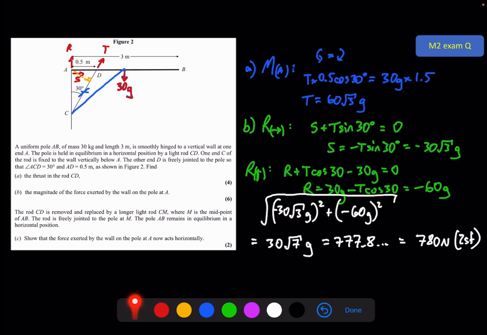Show that the force exerted by the wall on the pole at A now acts horizontally. So what we're showing here is that R is equal to 0. And what we could do here is go through the whole process all over again very quickly using T over here now. We could use the original triangle to calculate AC, and then use that to calculate the new angle, go through this process and find that R is equal to 0. And I'm sure if you did that and showed R is equal to 0, there would be no problem. You would get 2 marks for that. But just 2 marks suggests that there is an easier way.